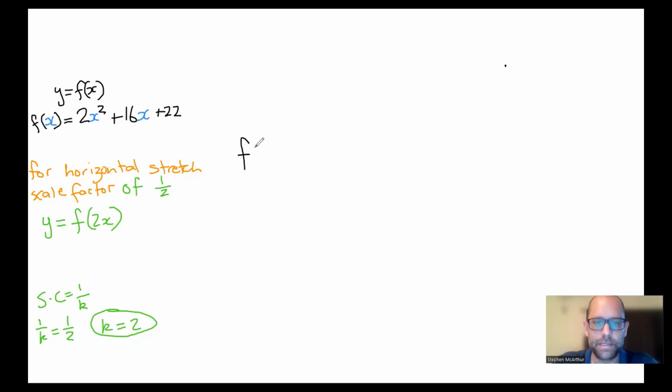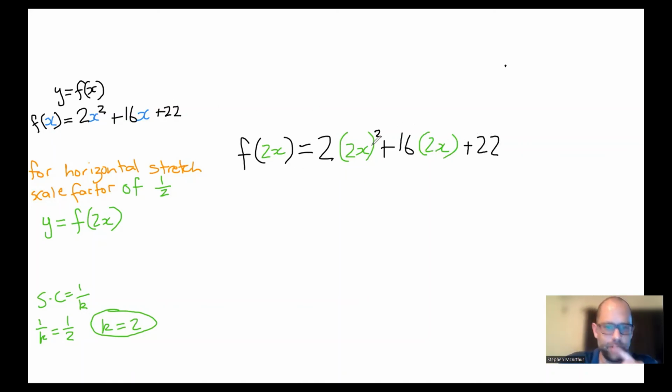I'm going to do the black separate. We'll do everything else in green, so it's super obvious, like usual. And right, so replacing all the blue x's with green 2x's. So that black 2, that's from the original function. We're going to go 2x instead of the blue x squared plus 16 times 2x plus 22. So same as usual, I've swapped all the blue x's out for green 2x's.